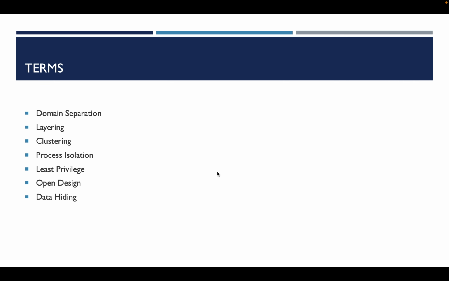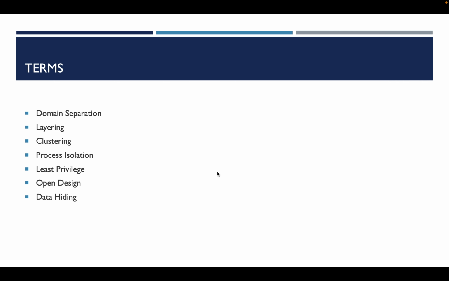Clustering. Clustering is the task of grouping a set of objects in such a way that objects in the same group or cluster are more similar in some sense to each other than to those in other groups or clusters. It is a main task of exploratory data mining and a common technique for statistical data analysis.